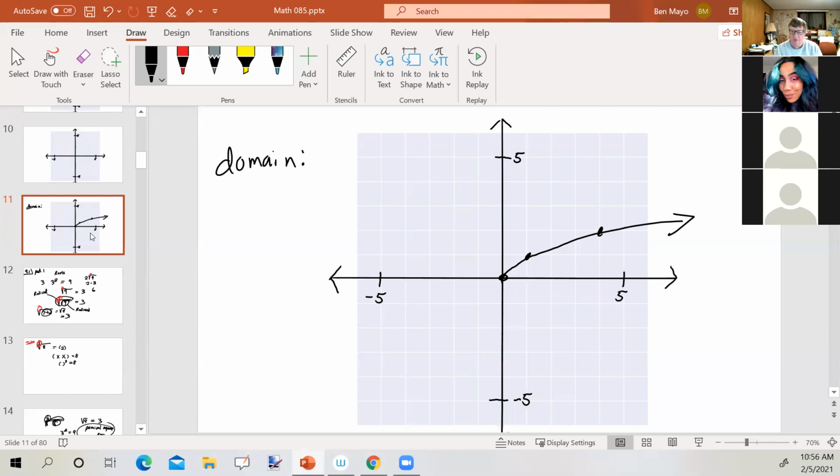The x values that are included. Well, let me ask you this. What's the smallest x value there? That would be 0. Does it include 0? Yes, it should. What's the largest x value there? We can't quantify that because it goes infinitely. So infinity. It goes up, like that.